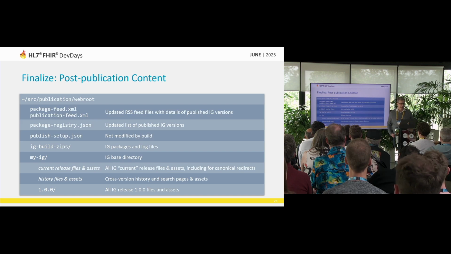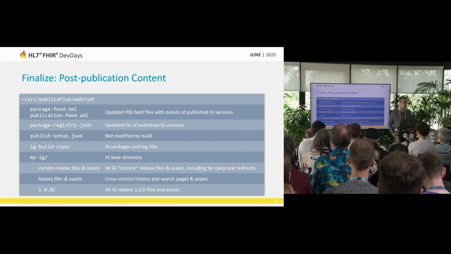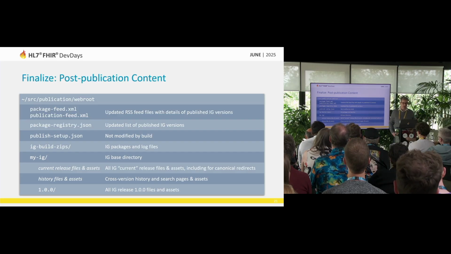Okay. After you've built it, what would you have? Well, if you look in the webroot directory, you'd find package feed, publication feed, and package registry.json, all updated with the details of the published IG. Publish setup.json, that was our layout, is unchanged from what we'd set up earlier. There's a new directory, IG pubs zip, that contains IG packages and log files. And then there's the your IG directory.